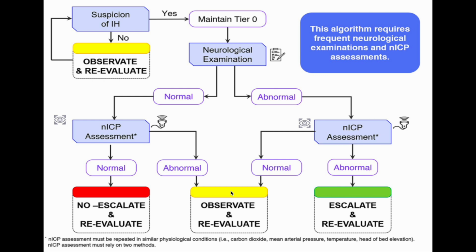If abnormal neurological examination, then do nICP with two different methods. If both methods are normal, then please re-evaluate the patient. If both nICP is abnormal, then escalate therapy and re-evaluate your escalation.